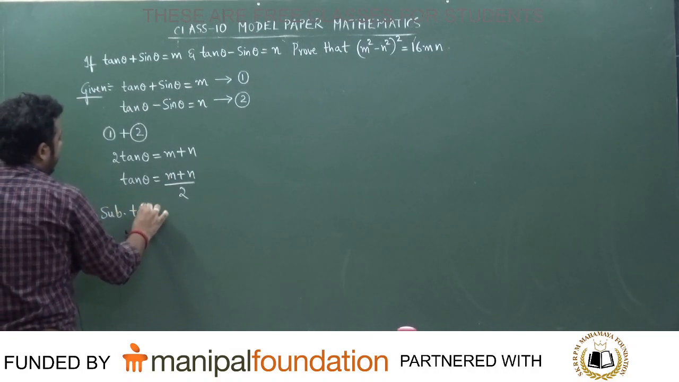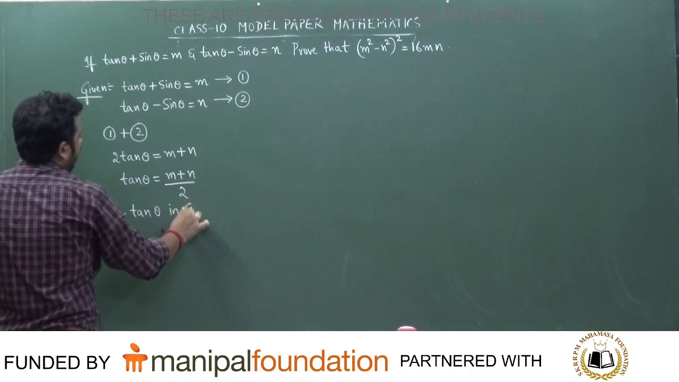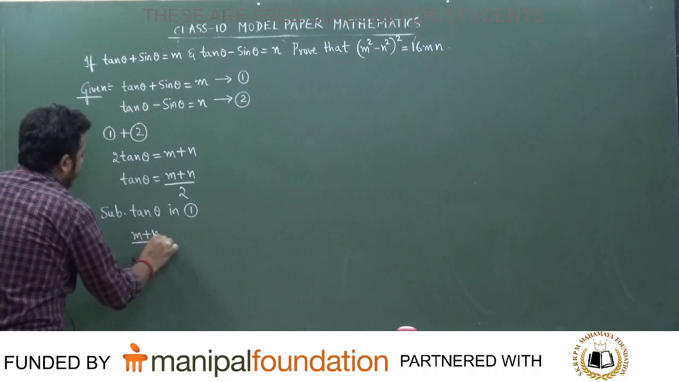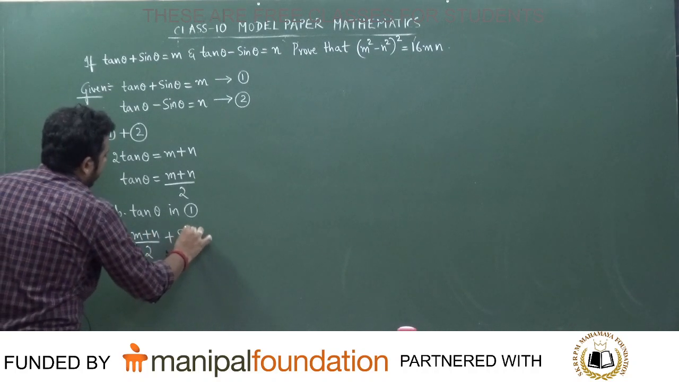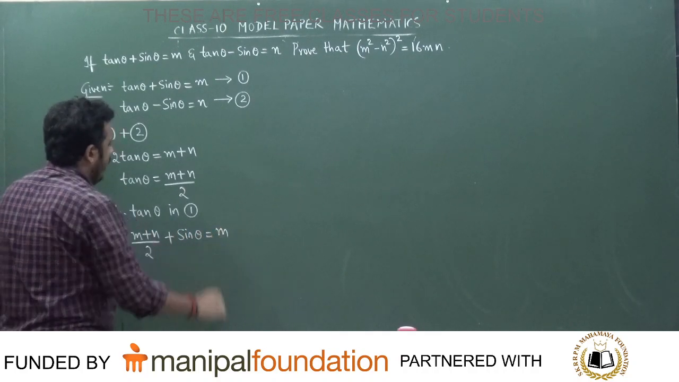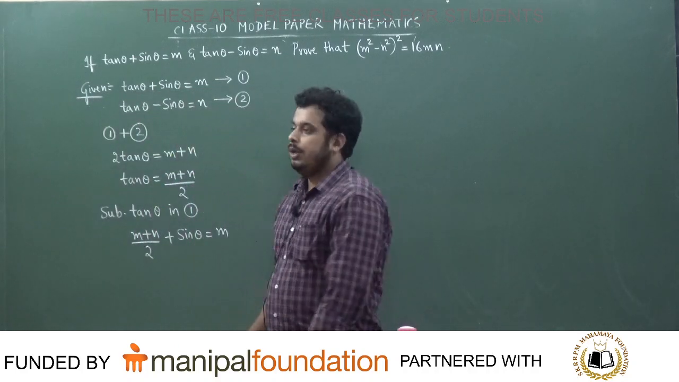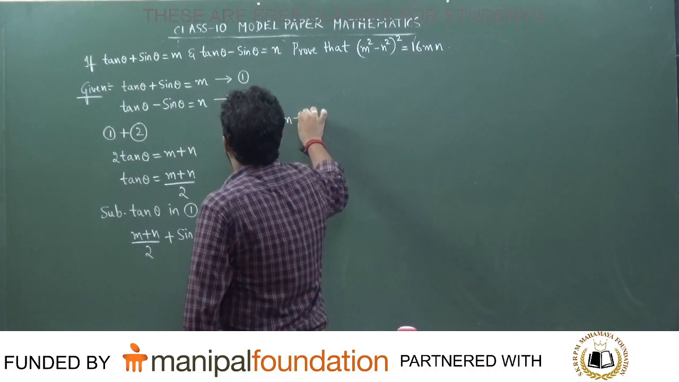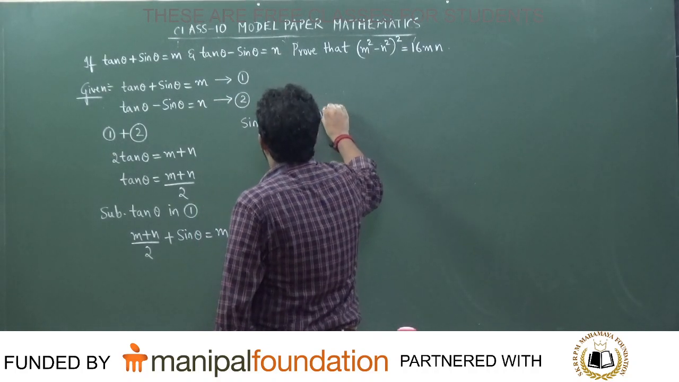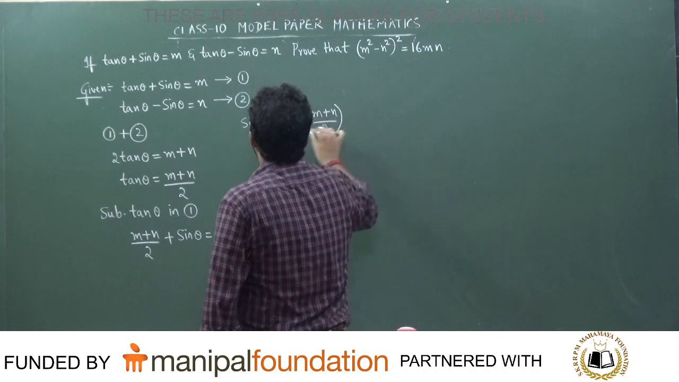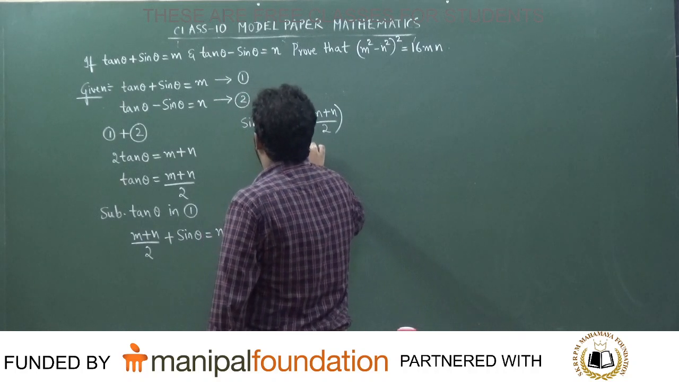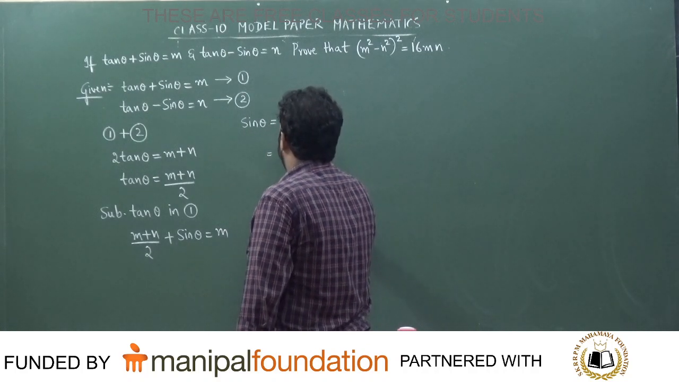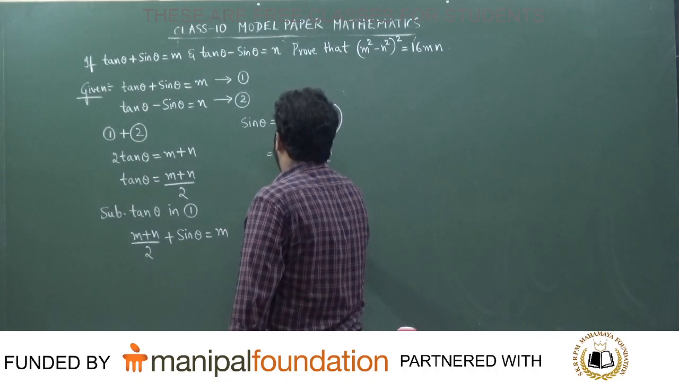Substituting tan theta in equation number 1. Tan theta will be m plus n divided by 2 plus sin theta, that is equal to m. Correct or not? So can you tell me what is the value of sin theta? Sin theta is equal to m minus m plus n divided by 2. So tell me what is the answer that we get? 2m minus m minus n divided by 2. So your answer for sin theta will be m minus n divided by 2.